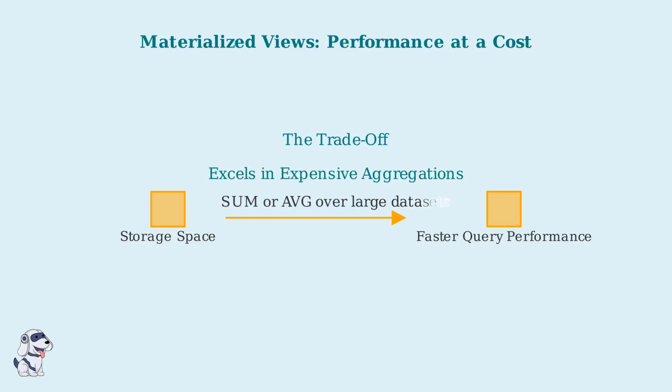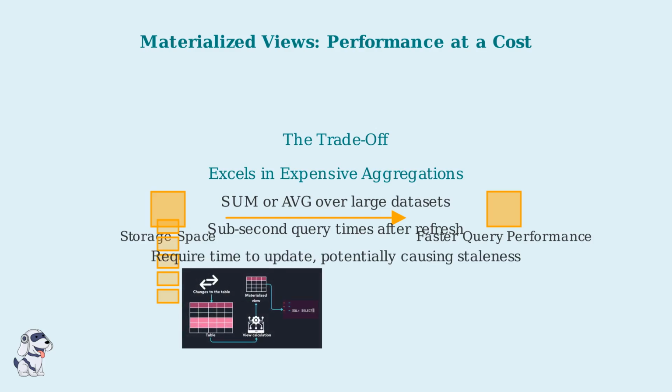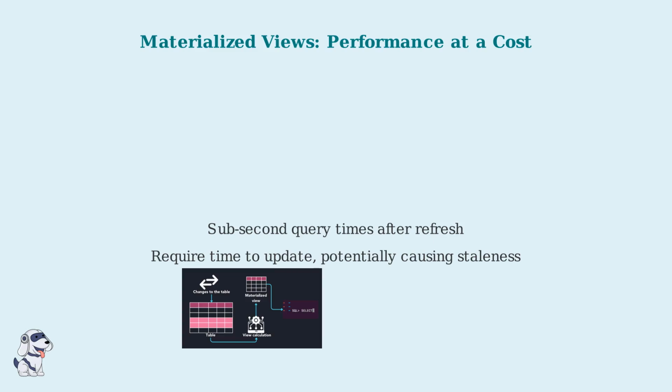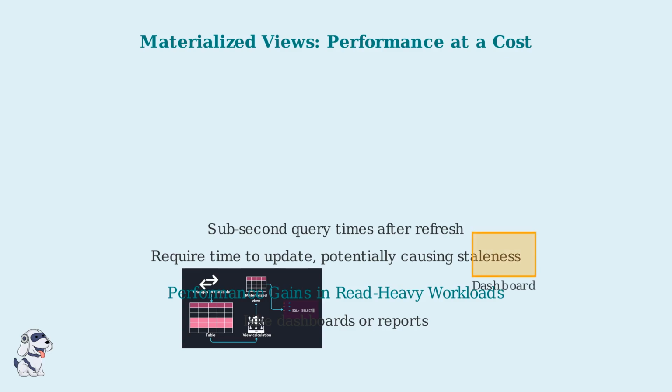Materialized views excel in scenarios with expensive aggregations, such as SUM or AVG over large datasets. They provide sub-second query times after a refresh, but require time to update, potentially causing staleness. Performance gains are significant in read-heavy workloads, like dashboards or reports.